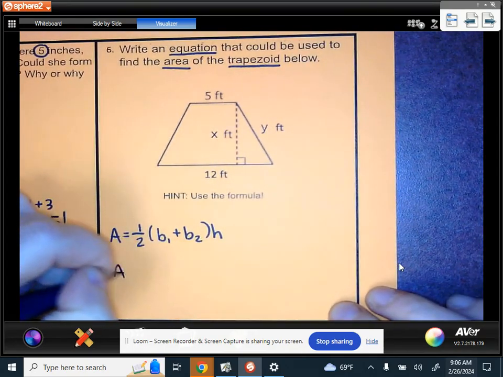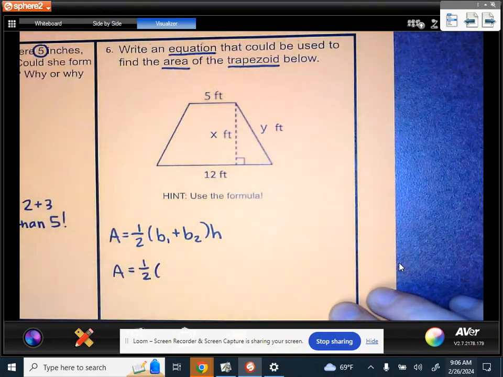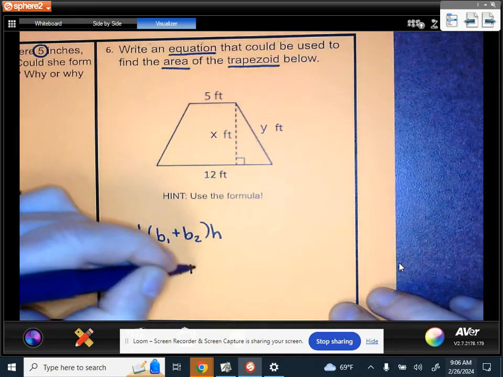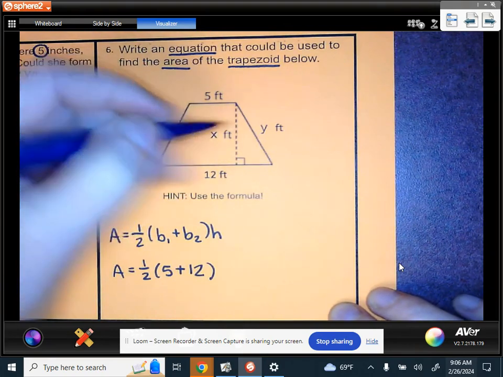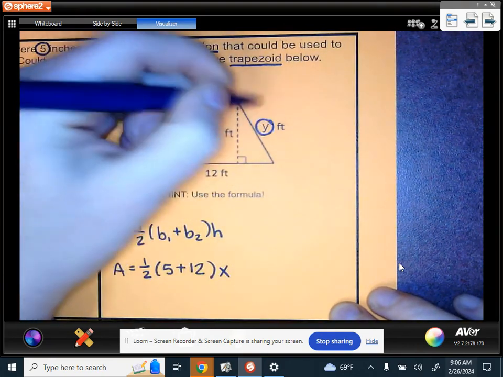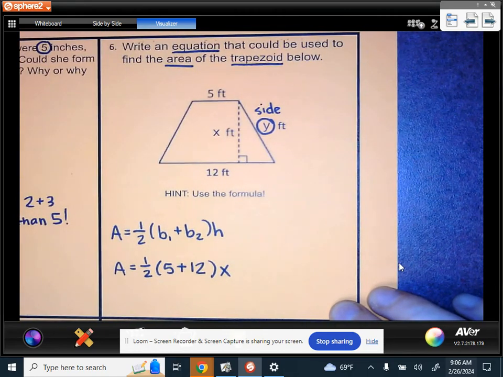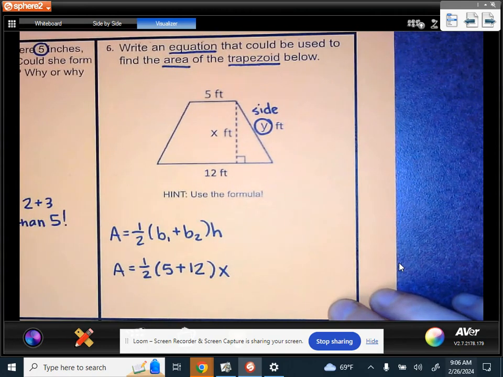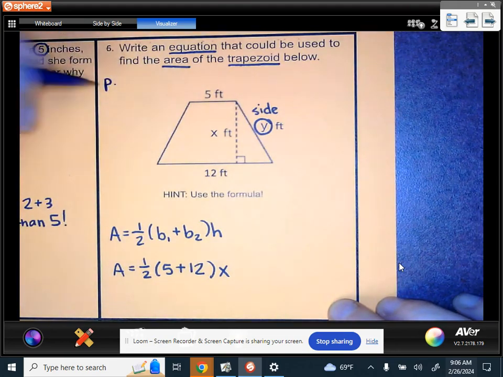Then we plug in what we know. So we know the bases are 5 and 12. So where it says base 1 plus base 2, we would put in 5 plus 12. And then for the height, remember height is straight up and down. So that's x. If this is on the test, it's going to be multiple choice, and they're probably going to have an answer that has y because it's using the side. So just be careful. Make sure you're using the correct things in the correct places of the formula. And you can find this also on page 55.